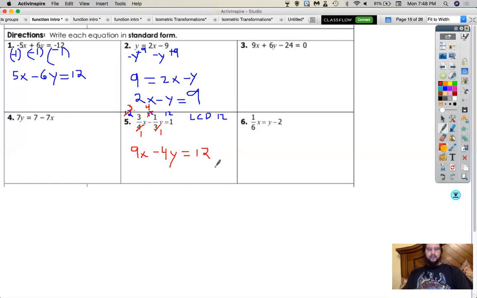Let's check. Well, the 9 and the 12, they both have 3 in them, but the 4 doesn't, so that's good. No common multiples there. A is positive, there's no more fractions, and it's in the right order. We're good. I'm going to go back and let's do this one. So I'm going to add 7x to both sides.